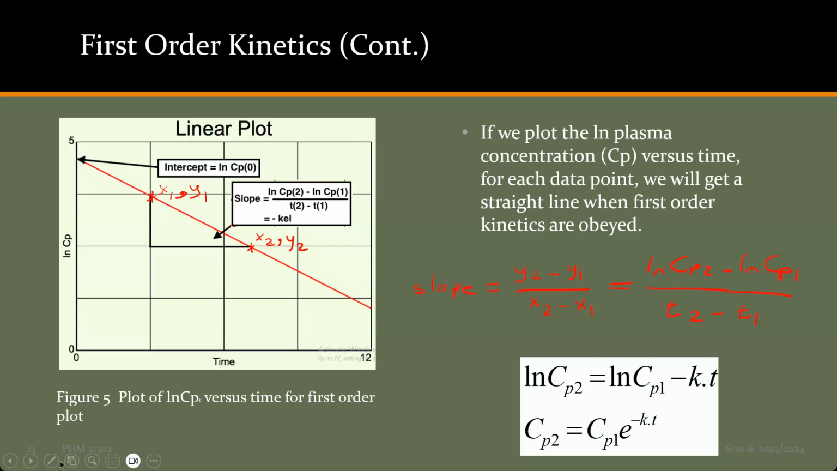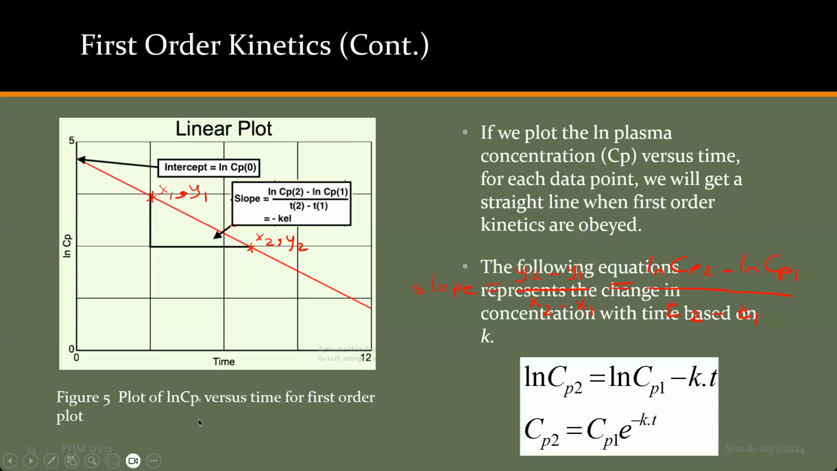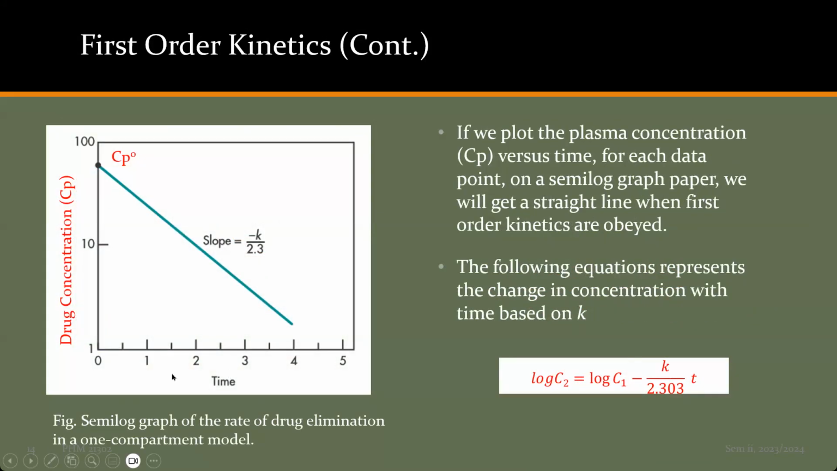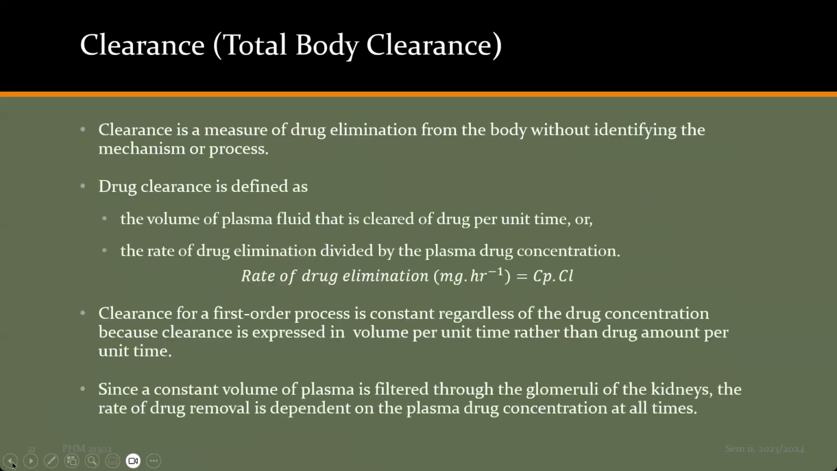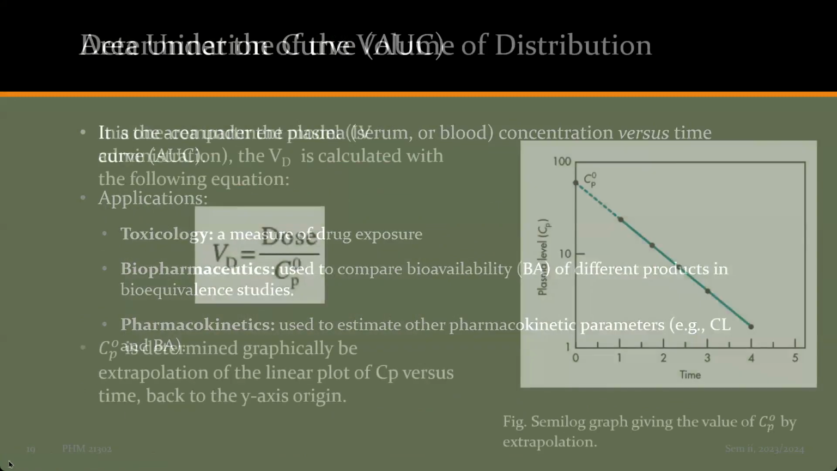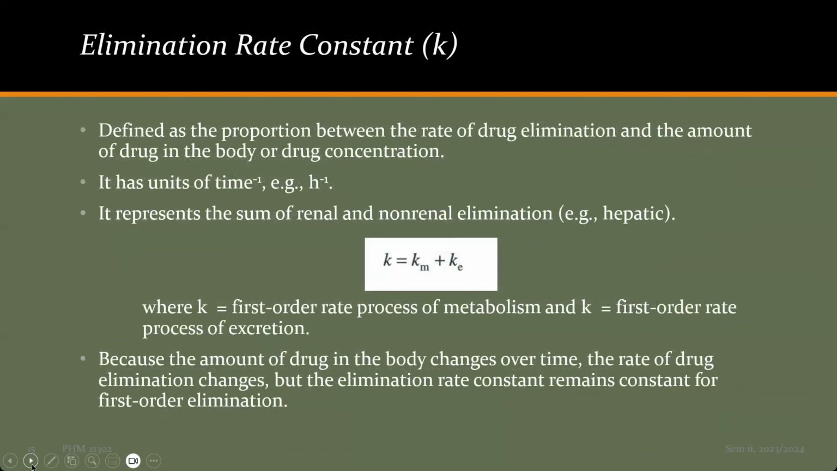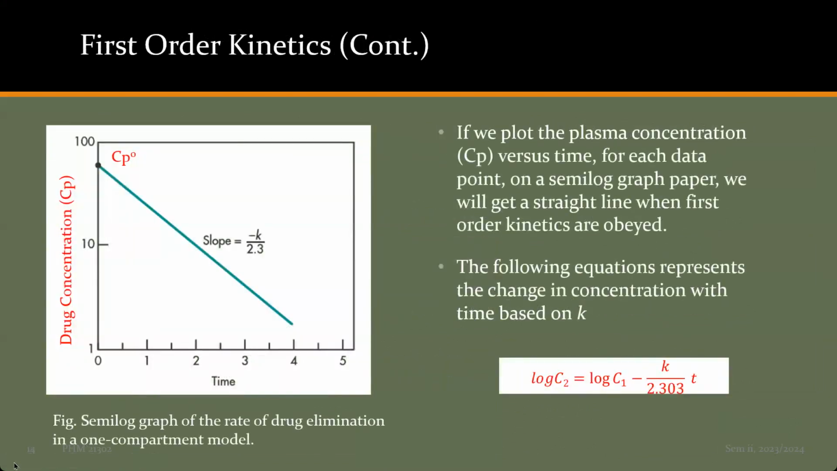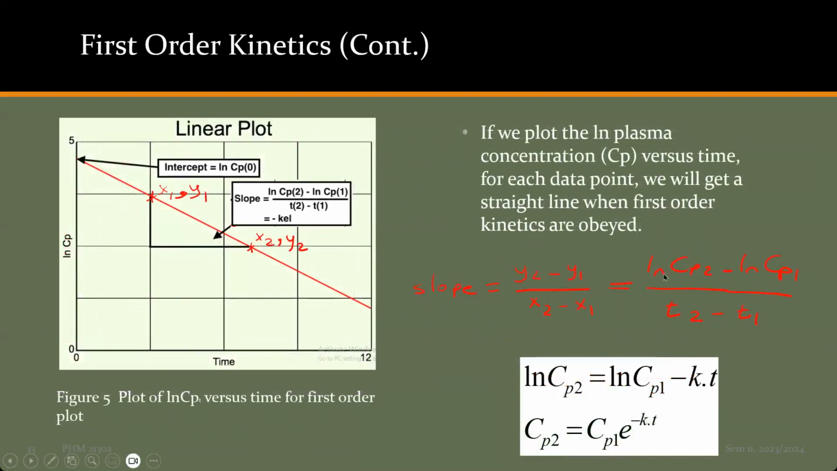So how to reverse it? Since ln CP2 is smaller than ln CP1, and T2 is bigger than T1, we will get a negative value, and then just remove the negative, and you get the K. Or to directly calculate K, we can reverse either the numerator or the denominator.